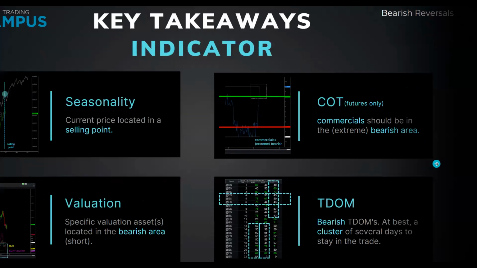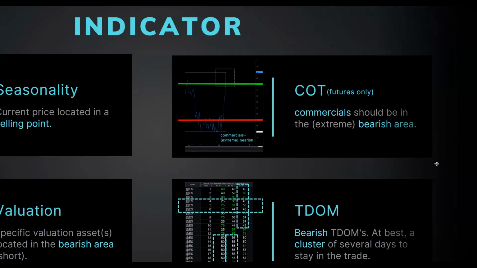Let's go into the COT. It is the S&P 500, guys. That means it is a future, so we can use the COT. And this is the same here. Look at this, the commercials are bullish, right? We are here, but we need the commercials to be in the bearish area or also in the extreme bearish area. That means seasonality is in line, valuation not, and the COT is also not aligned.